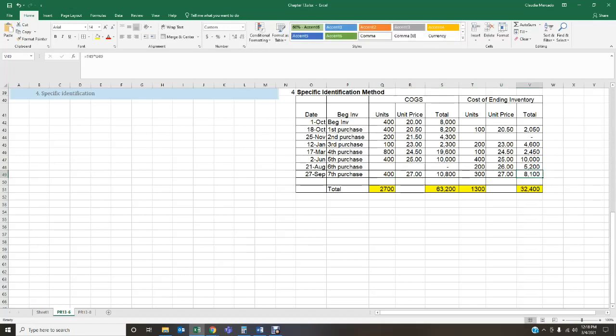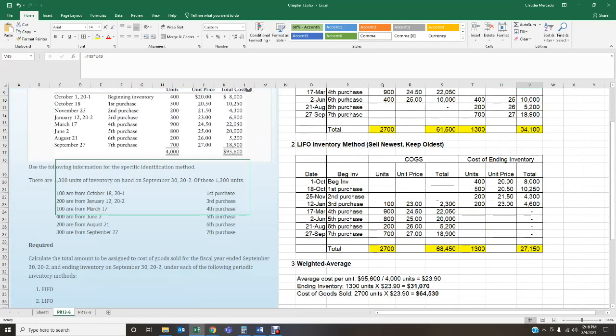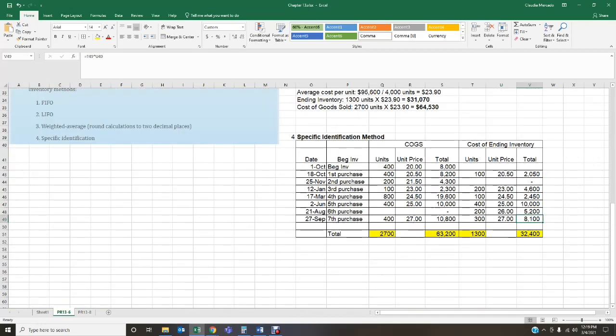Okay, so then that's going to give me my 2,700 units. These represent the units that were sold. If you notice, it's 2,700 there, there, and there. It doesn't matter the method that you use. You're always going to sell the same number of units, which in this case is 2,700.